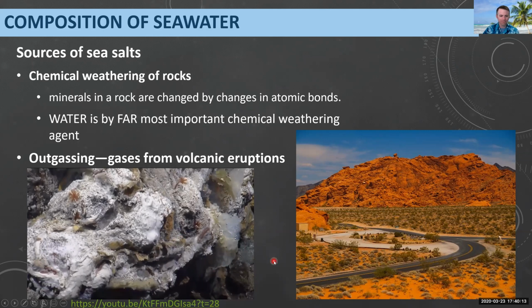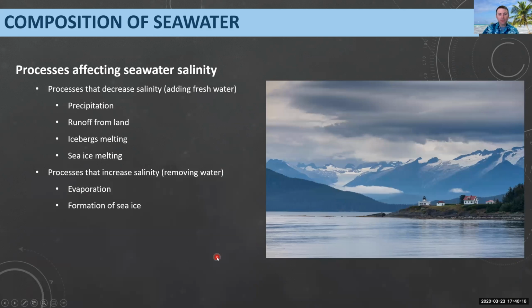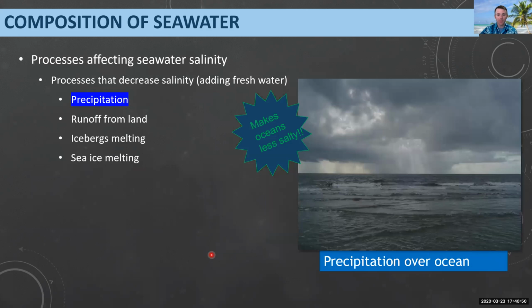Life. Oops. All right, so what are some things that can affect how salty salt water is, or seawater salinity? I'm going to give you examples of all of them here pretty quickly, but basically it's precipitation, runoff from land, icebergs melting, sea ice melting. Those things can make seawater more fresh, or adding fresh water to it. Less salty, if you will. If you want to make it more salty, the things you got to do is remove water. So you can either do that by evaporation or formation of sea ice, which I'll show you how in just a minute.